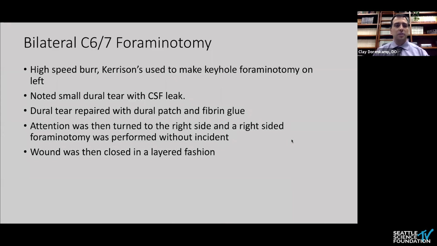So he ultimately underwent a bilateral C6-7 foraminotomy. The technique reported in the op note was that a high-speed burr was used, and a Kerrison was used to make a keyhole foraminotomy on the left. They did note a small dural tear with a CSF leak, and the dural tear was repaired with a dural patch and fibrin glue, and no stitches were noted to be used in the operative note. Attention was then turned to the right side, and a right-sided foraminotomy was performed without incident. The wound was then closed in a layered fashion.